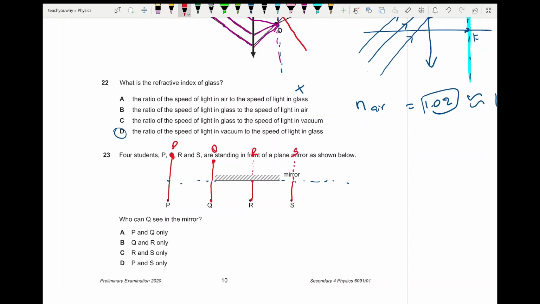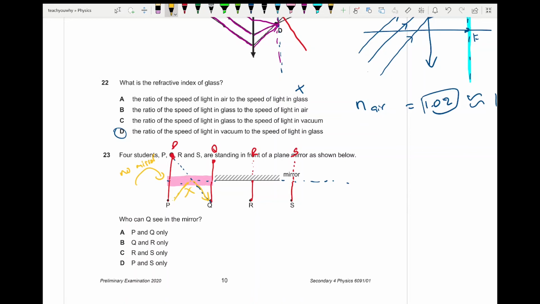Now, we want to see Q. Let's see whether Q can see P or not. Cannot, because this region here has no mirror. No mirror means light cannot bounce. Your light cannot bounce here to go to his eyes. So this cannot happen.